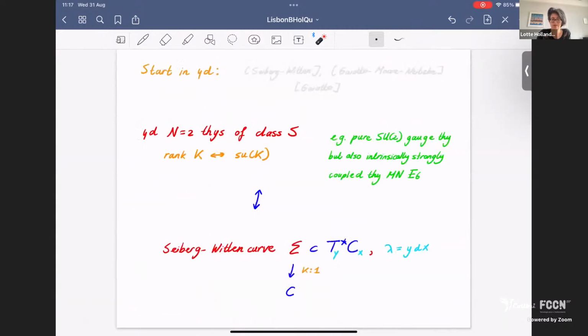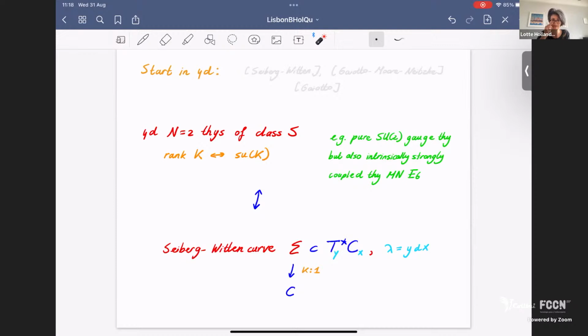So we're going to start out in 4 dimensions, actually. Since this is a rather broad workshop, I thought I would start with giving a more basic introduction to these topics. In particular, in 4 dimensions, there is a really nice class of N=2 theories, and this class of N=2 theories is called class S.